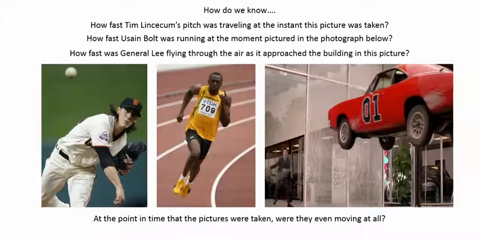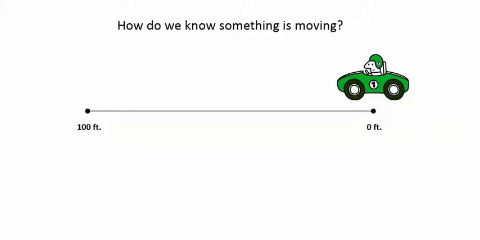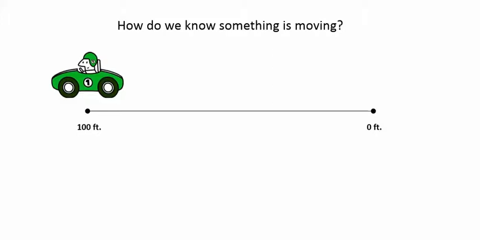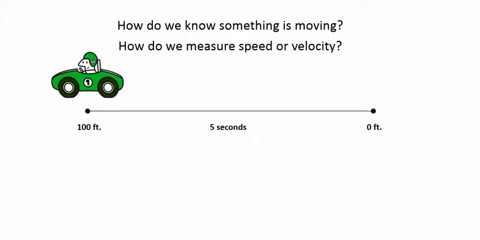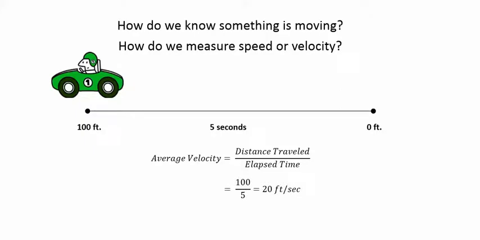Well, in order to answer these questions, we need to establish some principles from physics. How do we know something is moving? Quite simply, if an object changes position, then it has moved. And how do we know how fast it was traveling? Well, if the car traveled 100 feet in 5 seconds, we take the ratio of distance traveled to elapsed time, and that gives us an average velocity. In this case, 100 feet divided by 5 seconds, or an average velocity of 20 feet per second.